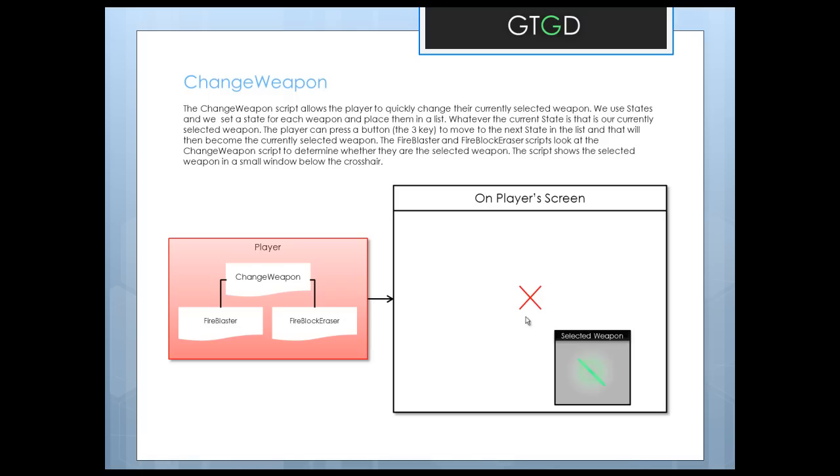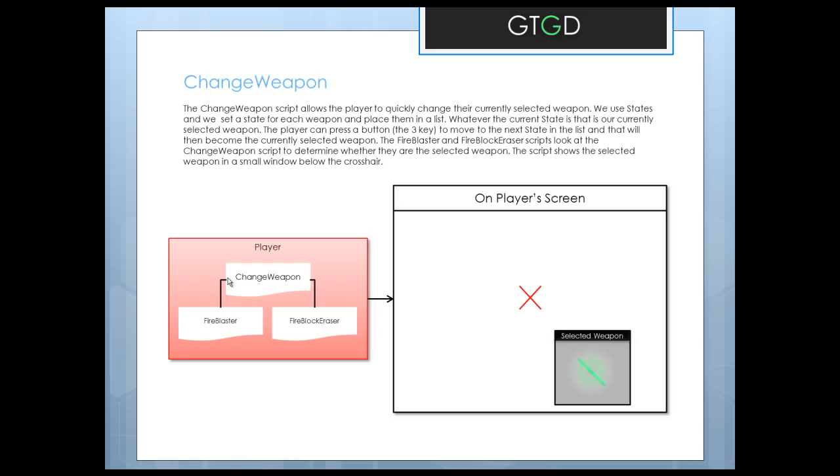So the end result is that the change weapon script causes this display here, which shows the currently selected weapon, and the change weapon script is the one that allows us to choose our weapon. And these other scripts, when we update them, will simply look at what the currently selected weapon is. So what is the current weapon state? If the weapon state is blaster, then the fire blaster script will know that it is the currently selected weapon, so it can be active. When the player presses left click, it'll fire.